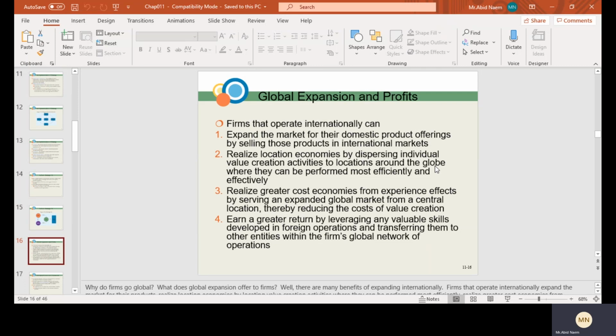So you should not concentrate your operational activities into one or two locations, but rather you should decentralize your production capacity operations to the areas or the localities where the cost of manufacturing of the component is the lowest possible. Realize greater cost economies from experience effect by serving an expanded global market from a central location, thereby reducing the cost of value creation. And the last point can be earn a greater return by leveraging any valuable skills developed in foreign operations and transfer them to the other entities within the firm's global network of operation.